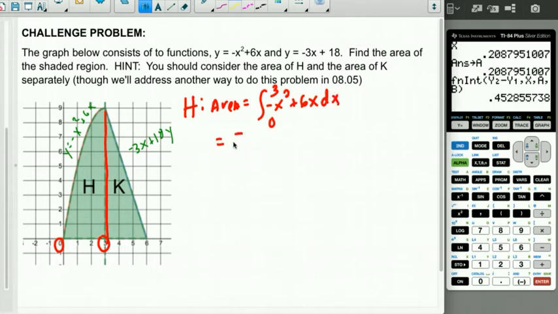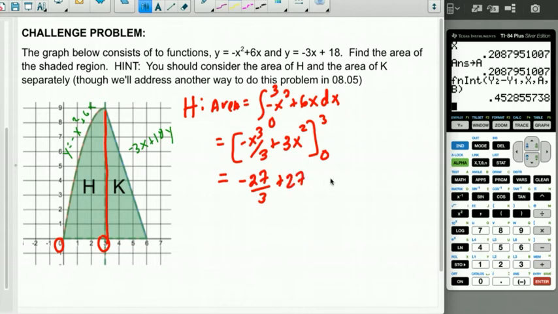So that's going to be negative x cubed over 3 plus 3x squared evaluated from 0 to 3. So the area for H is going to be negative 27 thirds plus 27 minus 0, which is negative 9 plus 27, or 18. So area H is 18. Then I'd need to find area K, which is from 3 to 6.